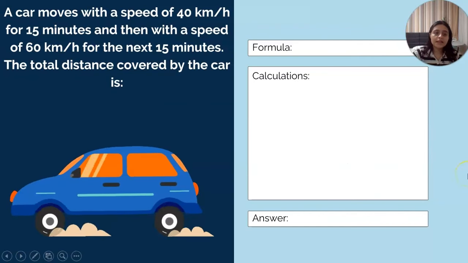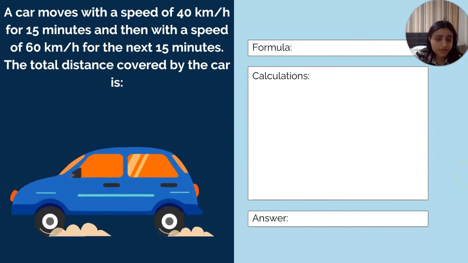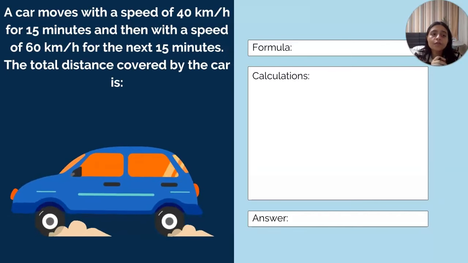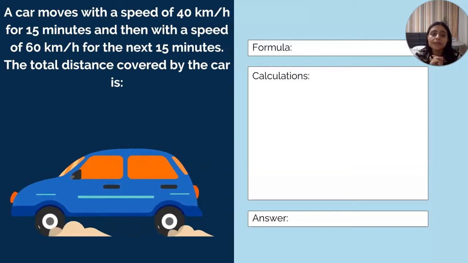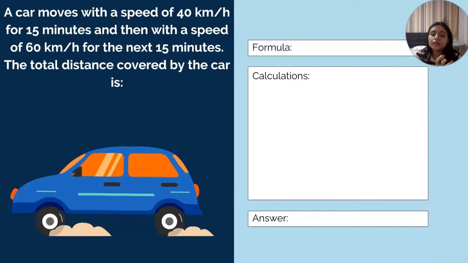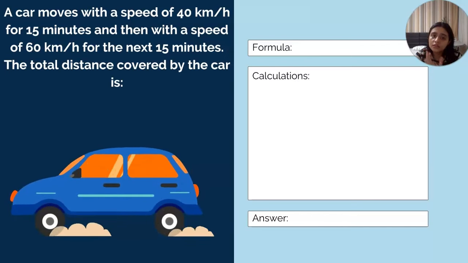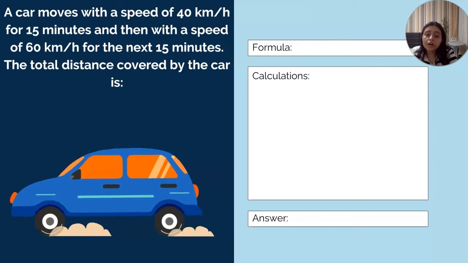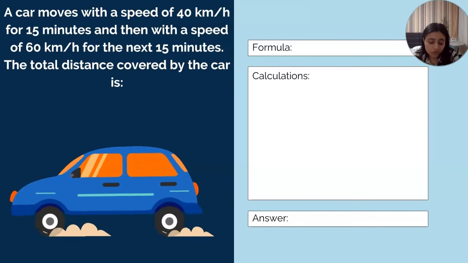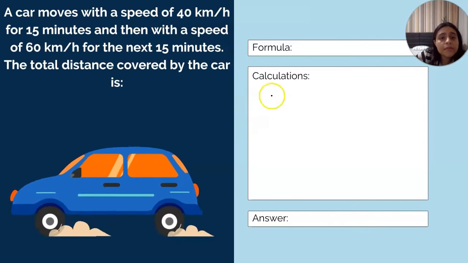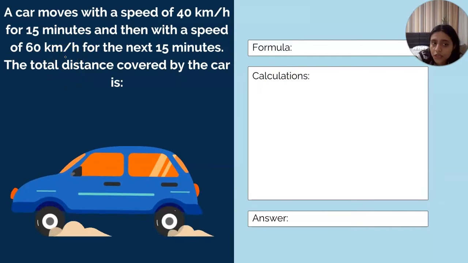All right, now we will see the next question. So the question is, a car moves with the speed of 40 kilometers per hour for 15 minutes and then with the speed of 60 kilometers per hour for the next 15 minutes. So first you need to check whether the SI units are same, or if they are not same, you need to change them. So you can see that minutes are there, kilometer per hour, yeah. So the problem is here that time is given in minutes and the speed is given in kilometers per hour. So first we need to change them.